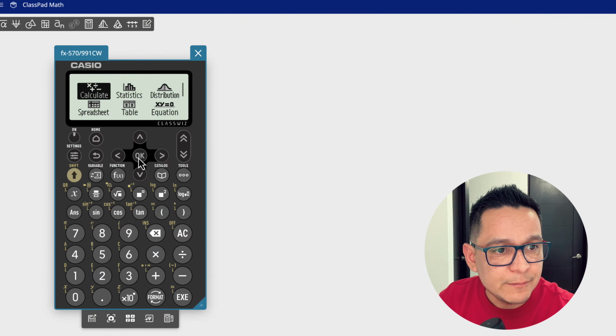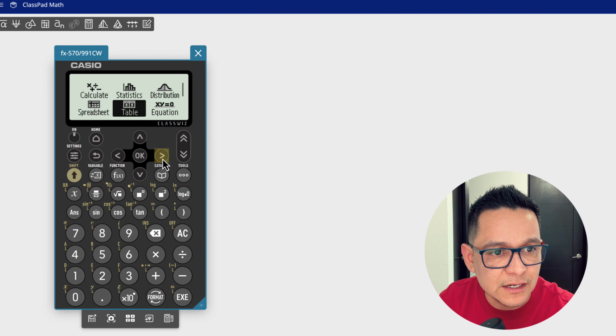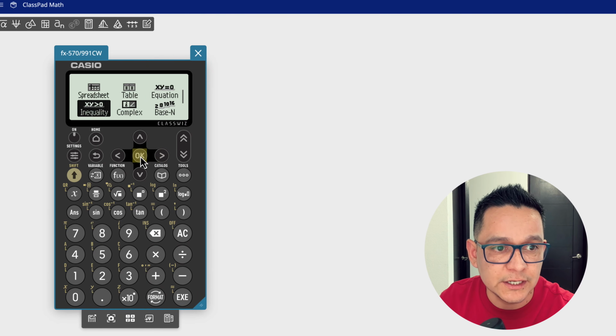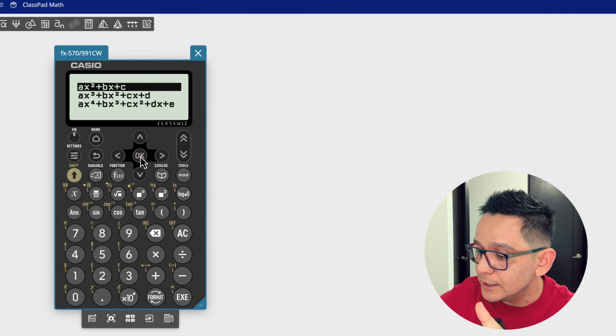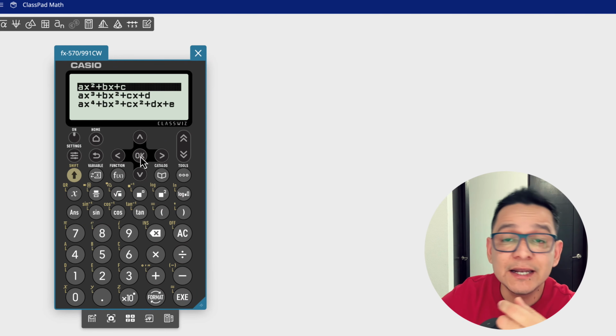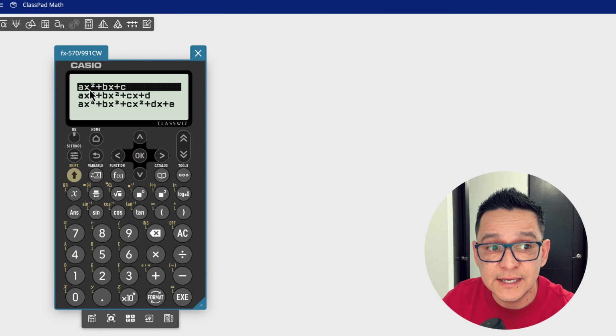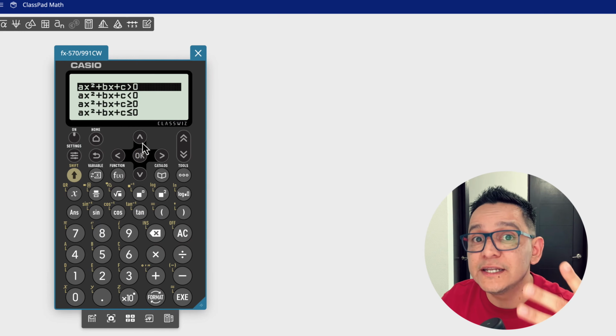Look, we're going to press here where the arrows are. And we're going to move. See? I'm going forward. We're going to move until it says inequality here. So, OK. Then we press OK. Once we're here, we're going to select the degree of the inequality. In this case, we have a quadratic inequality, so we're going to select this first one.